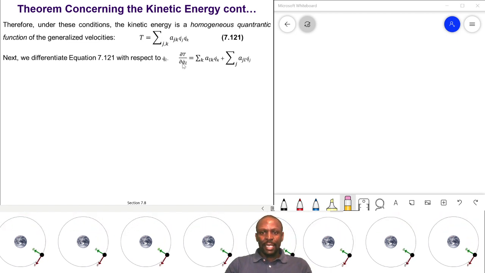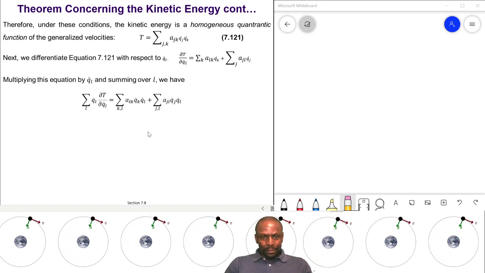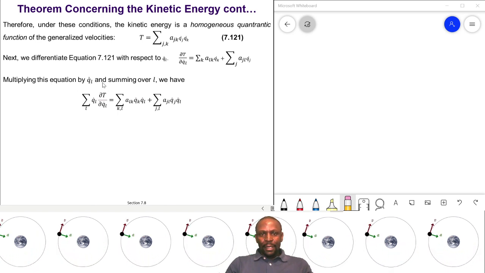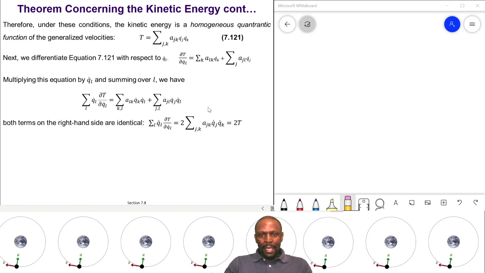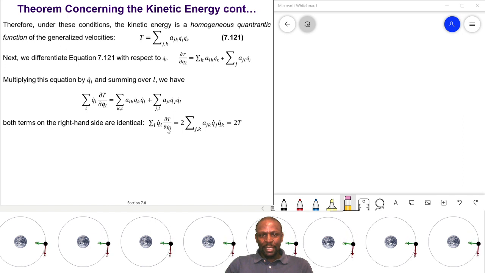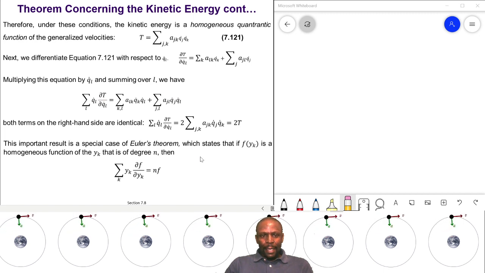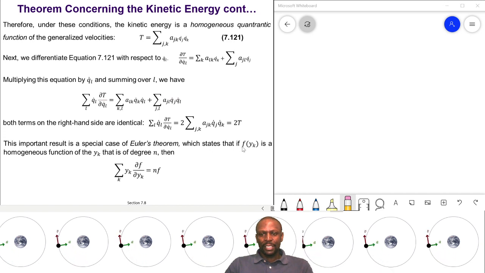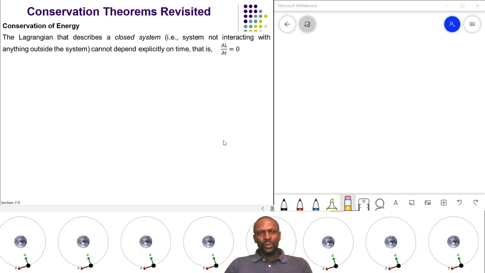And then if we differentiate the kinetic energy with respect to q dot f, this is what we are going to have. Now, in that case, if you multiply this equation by q dot subscript l, we have this equation here. And you can just see that this equation is nothing else but equal to 2T. This is an important result, a special case of the Euler theorem, which states that this is a homogeneous function.